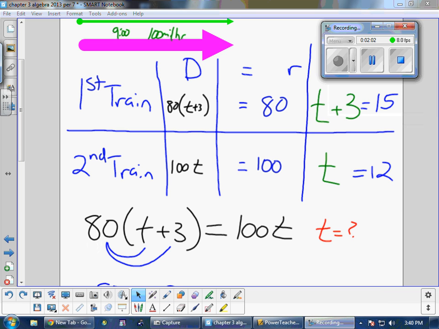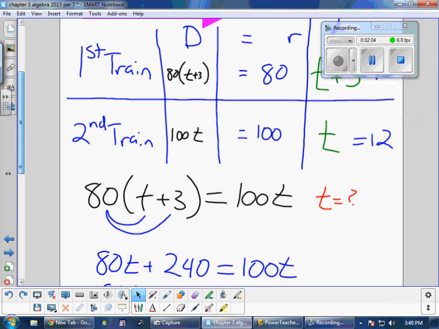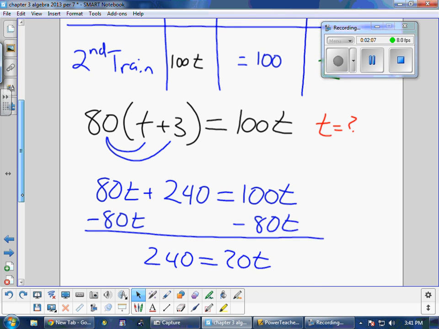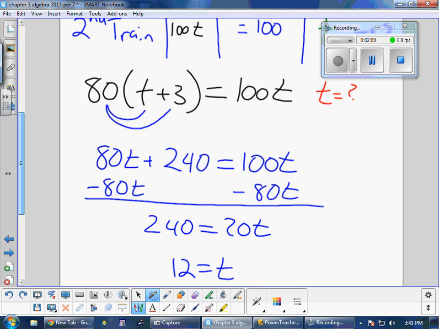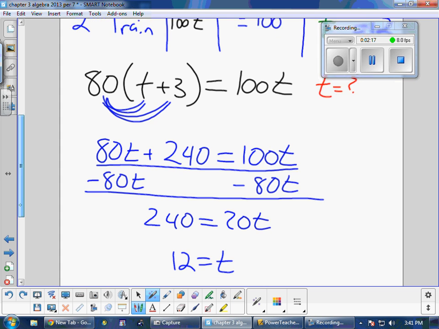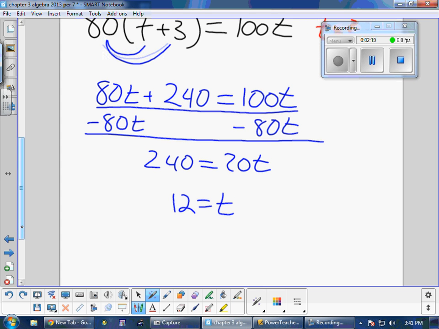Okay, so we are going to use the distributive property to figure out this answer. We're going to distribute the 80 to here and here, and that's where we get this sentence here. We're going to subtract 80 from both sides, divide by 20, and you get T equals 12. And again, that's 12 hours.